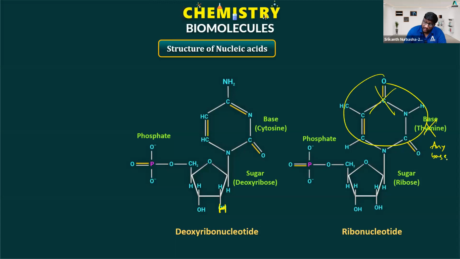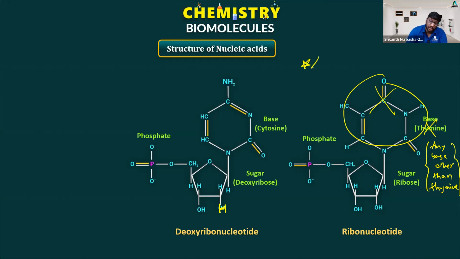Any base other than thymine, like any purine or pyrimidine base other than thymine, should be present. So the base should be linked with the sugar. It is a ribose sugar, and the phosphate linkage as it is. Here the base cytosine is present in DNA, along with the sugar. With respect to deoxyribose, on the second carbon you should not have an OH group, so hydrogen, and the phosphate linkage.